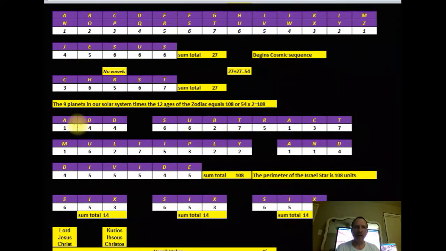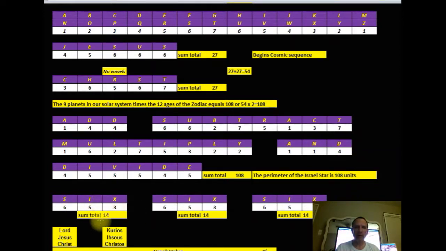And so if we take the value of add, plus subtract, plus multiply, plus and plus divide, the sum total is 108. The perimeter of the Israel star in unit geometry is 108 units. The Israel star is 541 units, as well as its Hebrew gematria value was 541, but it has 108 units around its perimeter.